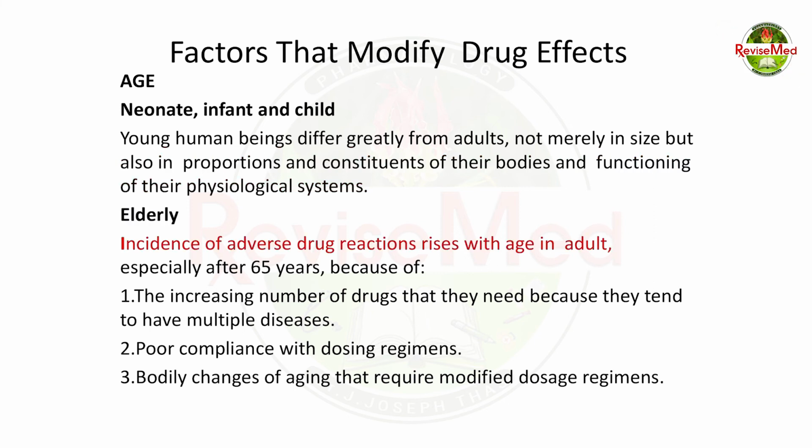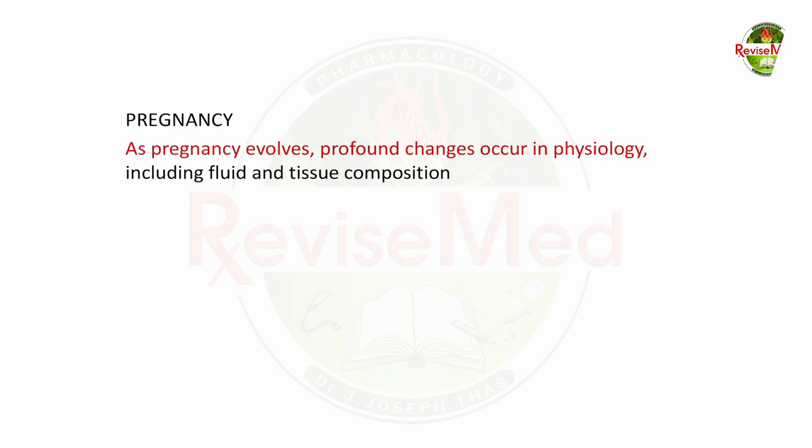In the elderly, the incidence of adverse drug reactions rises with age in adults, especially after 65, because of, one, the increasing number of drugs they take because of their conditions. They may be having hypertension, diabetes and other complications, so they will be taking a lot of drugs. Two, poor compliance with dosing regimens. Three, bodily changes of aging that require modified dosage regimens. In pregnancy, as pregnancy evolves, profound changes occur in physiology, including fluid and tissue composition. So there may be a corresponding change in prescription of drugs and their activity.